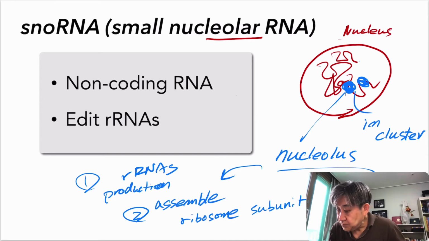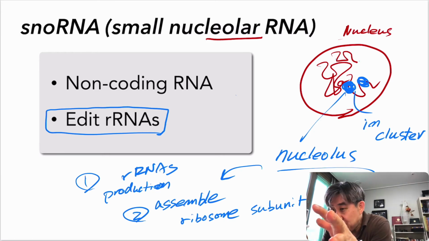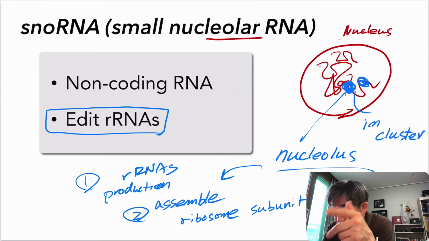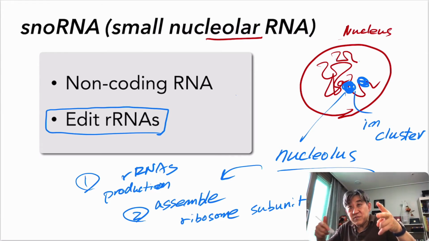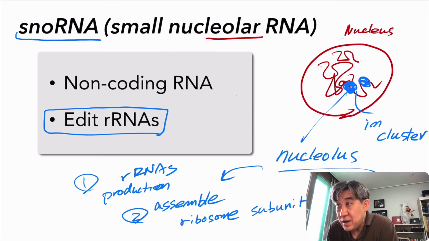And during the procedure of ribosome production, this ribosomal RNA needs to go through a further tailoring reaction. We call that simply editing the ribosomal RNA, which is carried out by another RNA, an editing RNA, and those RNAs are called small nucleolar RNA, snoRNA abbreviated. Okay, so those are that.